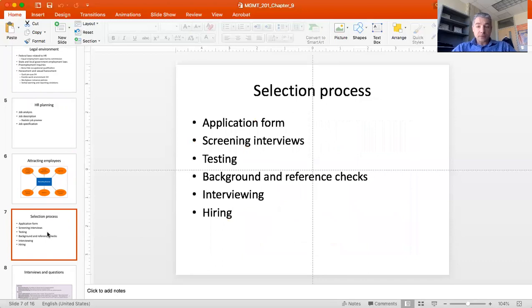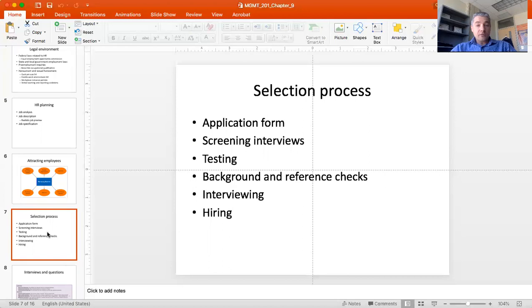Now, the selection process itself. There are several steps that the organization has to go through. It typically starts with an application form. So this is where this realistic job preview is essential because you can ask the questions that are essential for your selection processes, right? It can help you narrow down the candidate pool quite substantially.